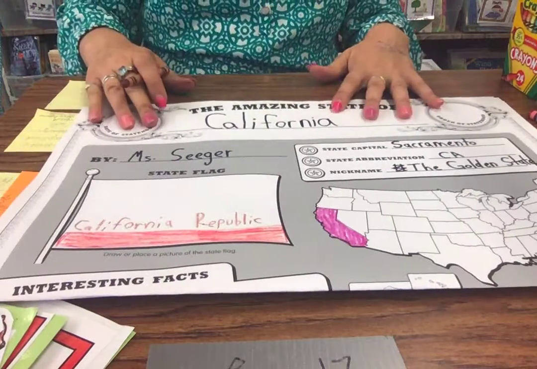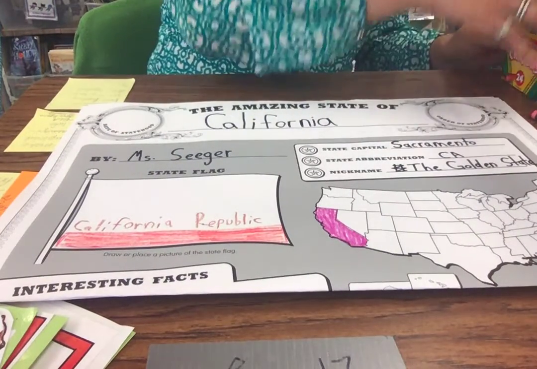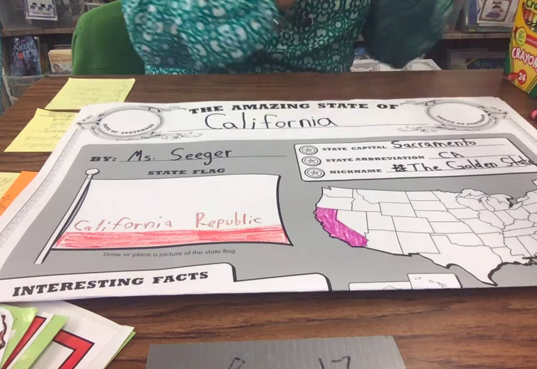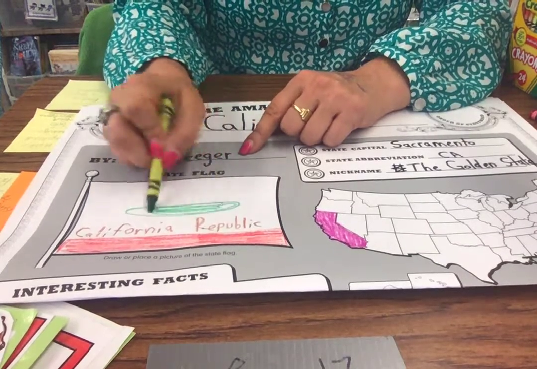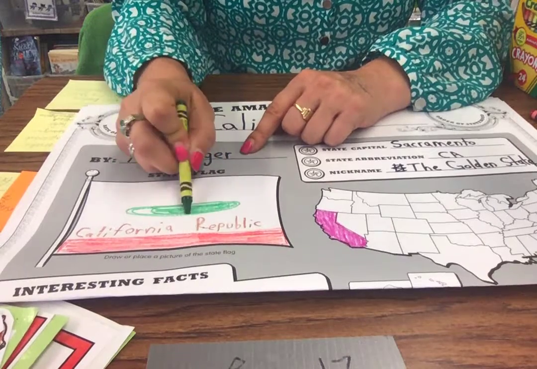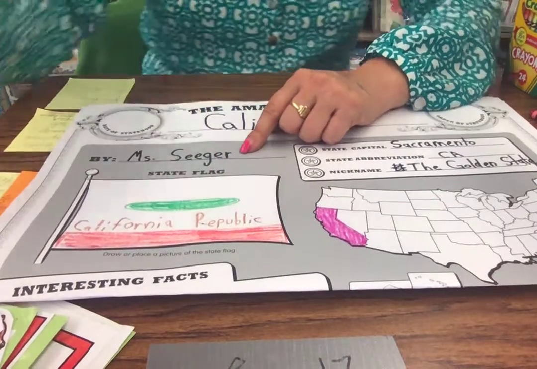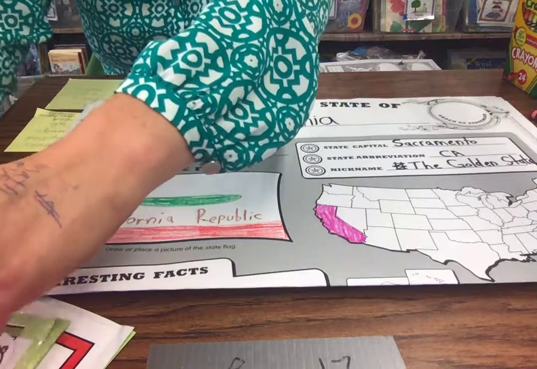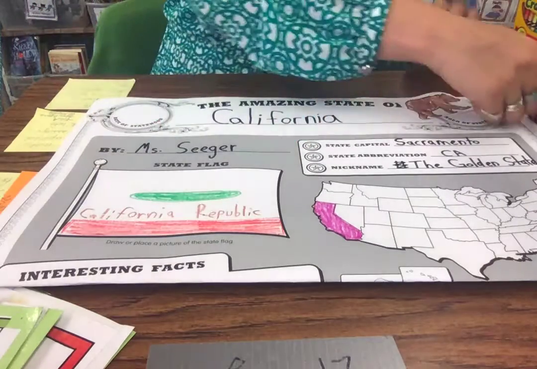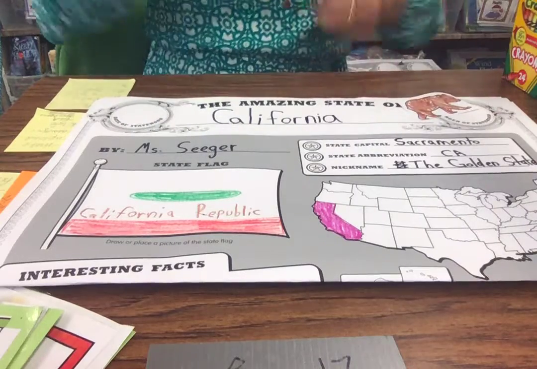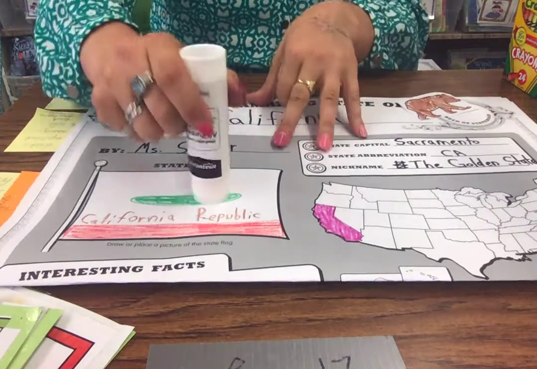California Republic. Now, then I have my patch of green. I'm going to leave a little space here, and I'm going to draw my patch of green. Okay. And then I'm going to take the grizzly bear that I colored, and I am going to glue him on here. Like this.